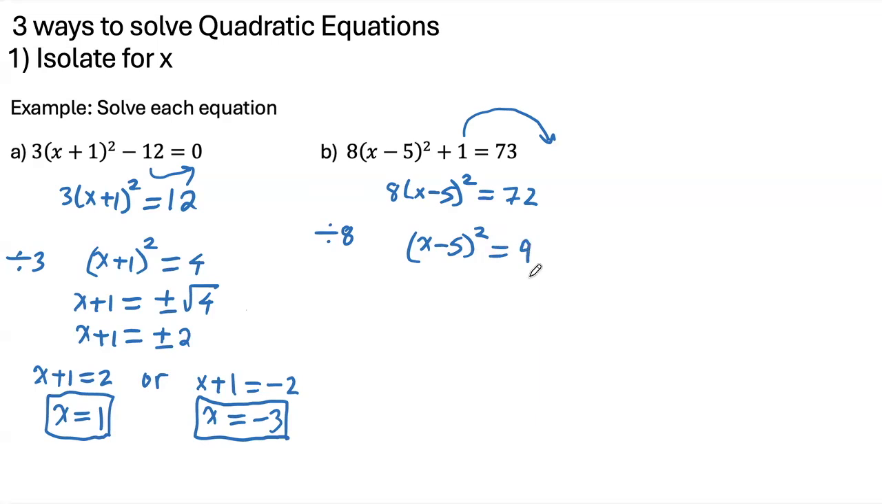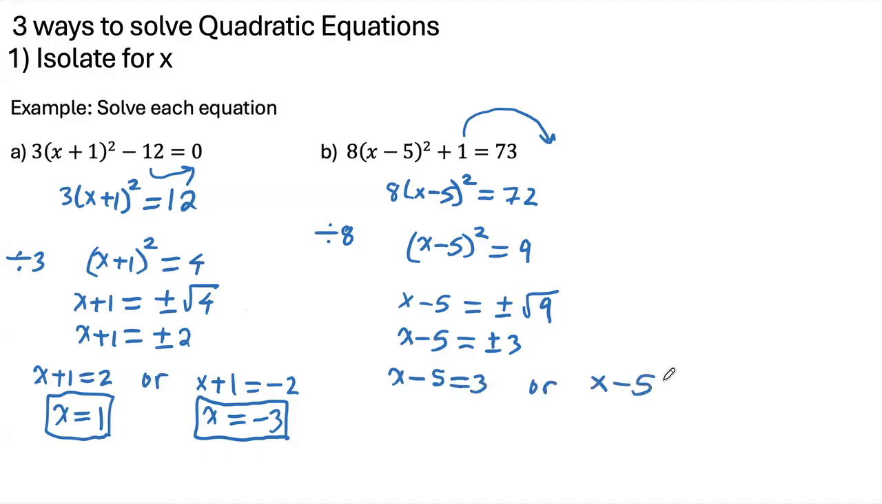And now we take the square root and we get two answers. X minus 5 is equal to the plus or minus square root of 9, which means x minus 5 is equal to plus or minus 3. And now we solve two equations. X minus 5 is equal to 3, or x minus 5 is equal to negative 3. Rearrange, and there we go. Both times you're able to isolate for x.